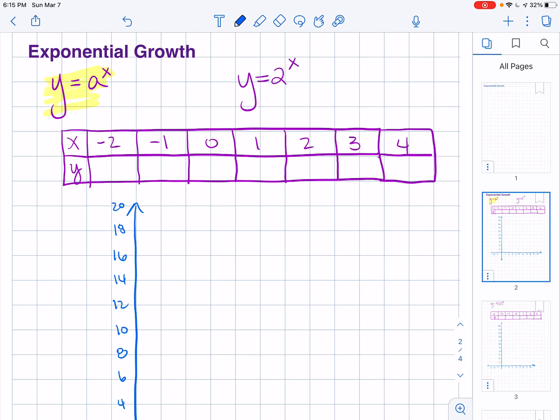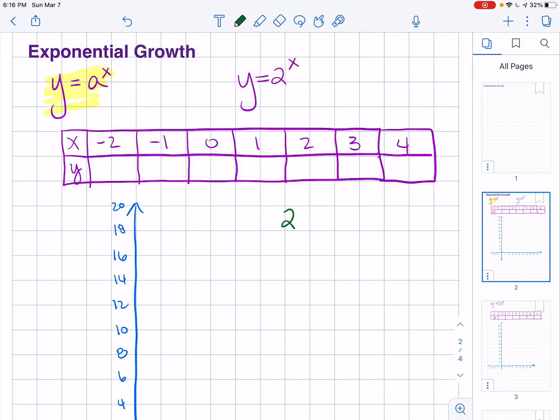So I've filled in some values for my x starting at -2 and going all the way to +4. And what we're going to do is fill in this table using this exponential equation here. And we're going to show how this number grows exponentially, how 2 is going to grow exponentially. So the first one I'm going to look at is 2 to the -2 power. I'm going to write this over here in green so that you all can see.